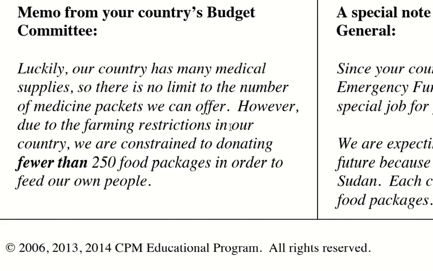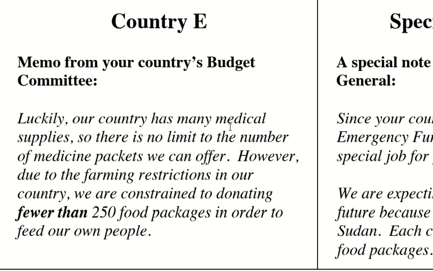And then country E says, luckily our country has many medical supplies, so there's no limit to the number of medicine packs we can offer. However, due to farming restrictions in our country, we are constrained to donating fewer than 250 food packages in order to feed our own people. So that is an interesting constraint, and I want you to think about that. They're not talking about money. They apparently don't care about the money.